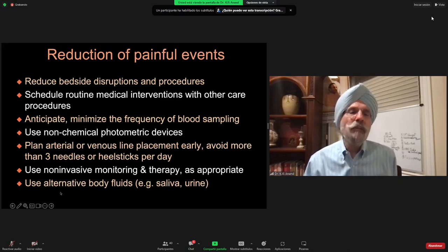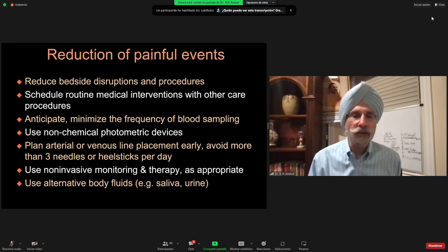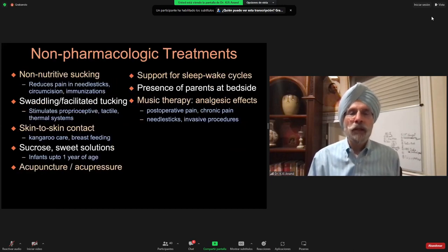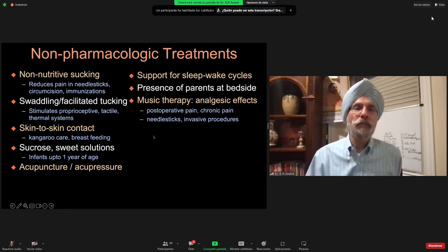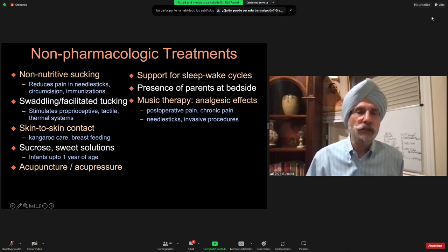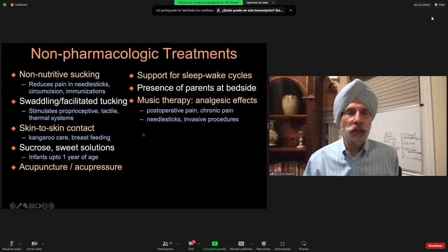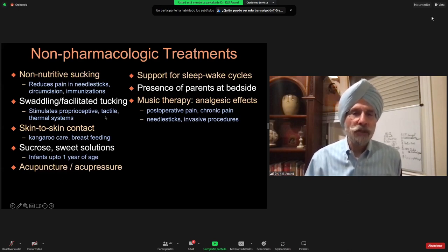And there can be things that are tested on other body fluids, rather than trying to stick everything for blood. Once you've done that, that's at sort of the baseline. Once you've done that, then there are non-pharmacological approaches. So non-nutritive sucking reduces pain in heel sticks, needle sticks, circumcision, and immunizations. Swaddling, facilitated tucking, skin-to-skin contact, all of these have analgesic effects.